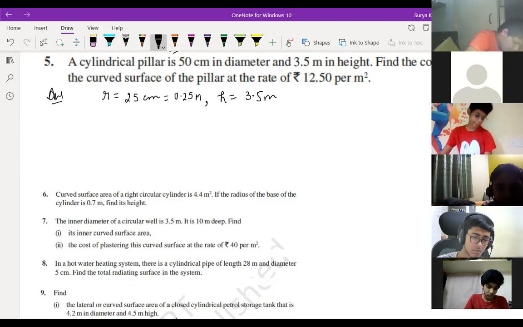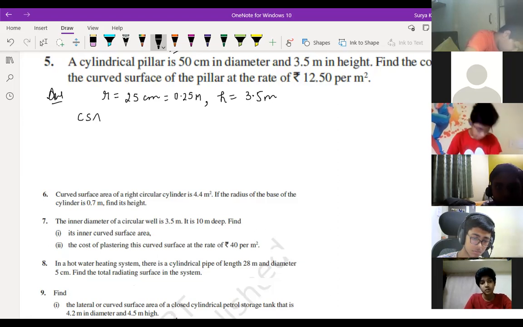Yes, sir. And here you have to find the cost of painting the curved surface area of the pillar. So CSA of pillar, or you can write here cost of painting also. I'll write here completely. I'm writing in one line only, children. You can do it in another way also. First you find CSA, then you multiply with the rate. I'm just doing it here in a single line.